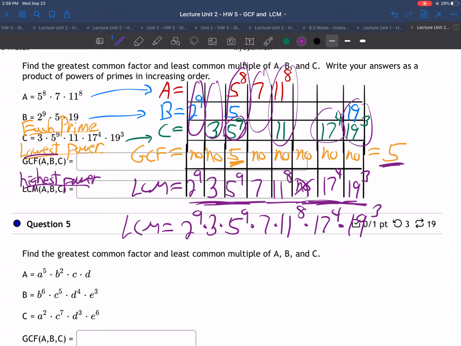So that's important to know, the difference between how we find an LCM and how we find a GCF. In both cases, we just line up the primes, give every prime its own column, and then for the GCF, we take the lowest power, which often is none, right? When it came to 2's, A and C had no 2's. So you take the lowest power of each prime, which only left a 5. And for the LCM, you take the highest power of each prime. They're the opposites. That's how you find it.